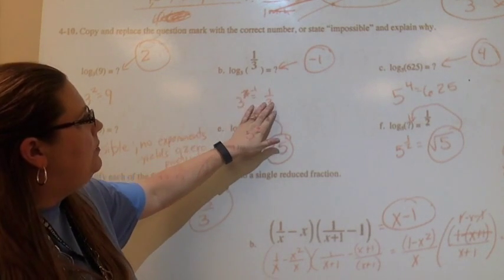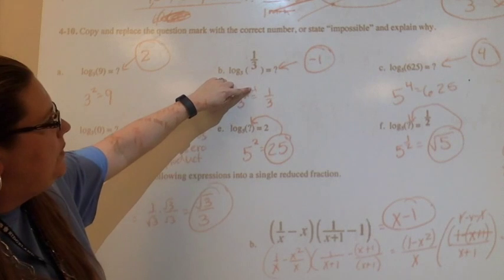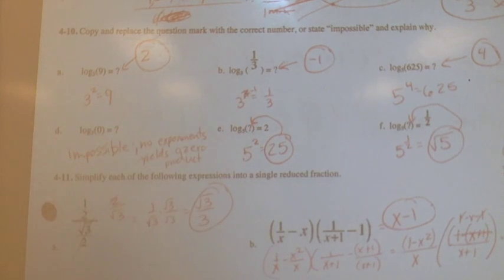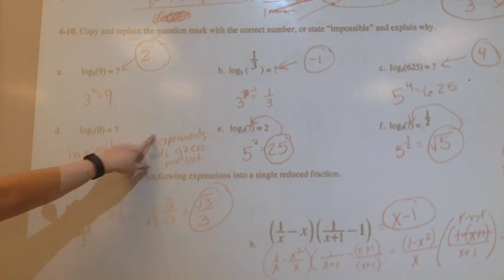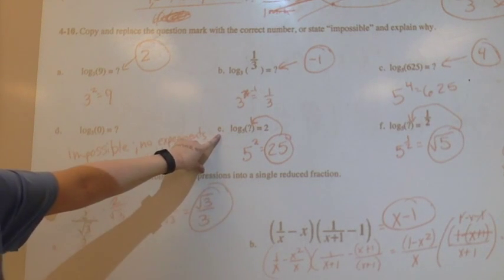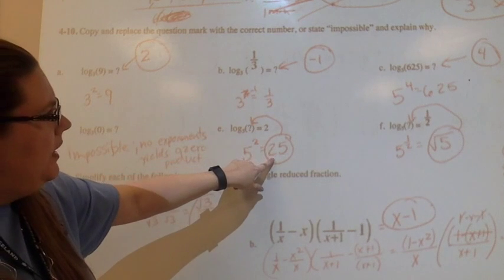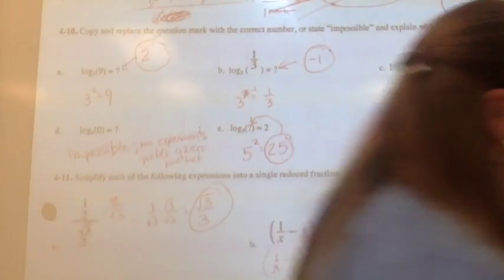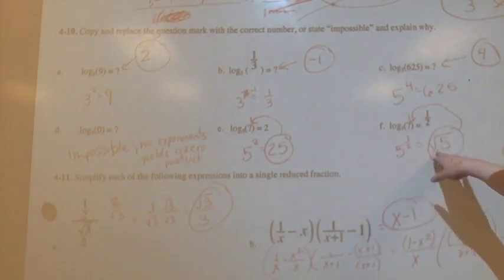Here, 3 to what power equals 1/3? Well, remember that if you have a negative exponent, to make it positive, you flip it. So that's 3 to the negative 1 power. On C, 5 to the 4th power equals 625. D is impossible because no exponent is going to yield a 0 product. E, 5 squared is 25, and F, 5 to the 1/2 is the square root of 5. So there's no calculation on that one. Just recognizing that the 1/2 power is the square root.